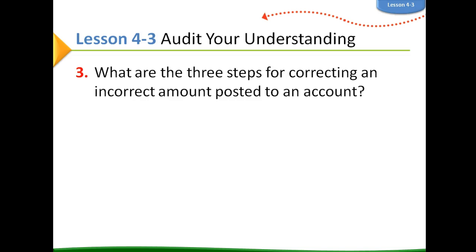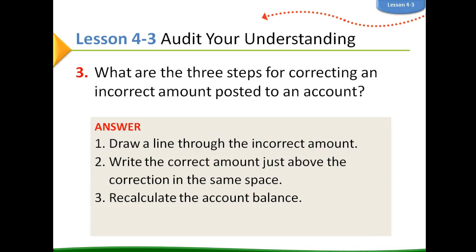So from here, what are the 3 steps for correcting an incorrect amount? We just draw a line through the incorrect amount, put the right amount in the right space, and then we go ahead and recalculate the account balance.